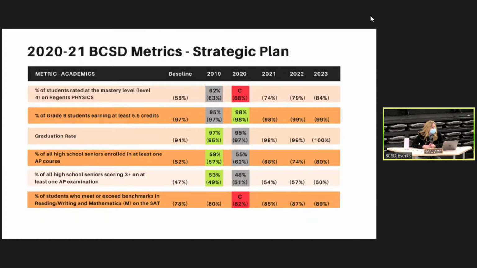Continuing on with academics, you can see our graduation rates were a little bit lower. That's a small percentage when you look at overall academics. And again, some of these we met, some we didn't, and many of these we didn't have data to collect.